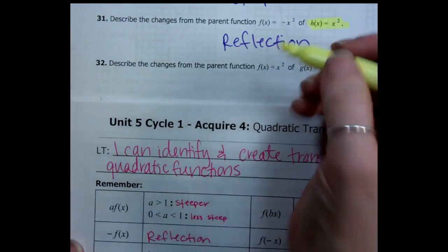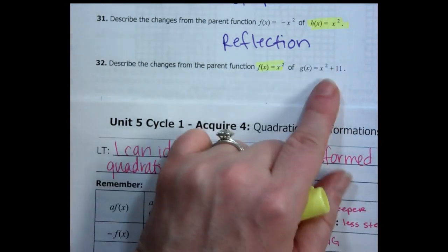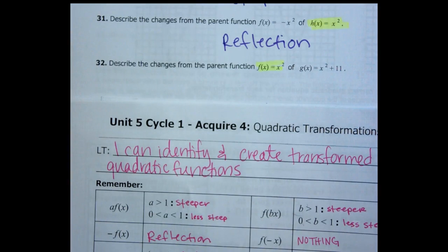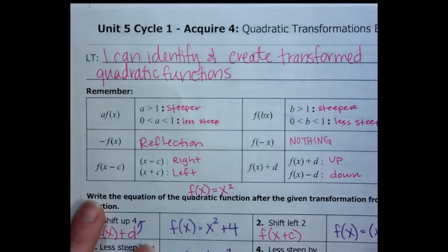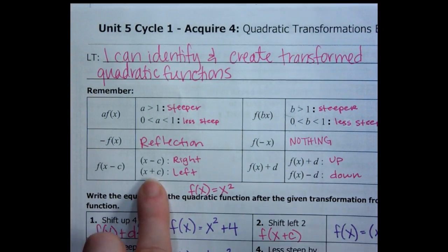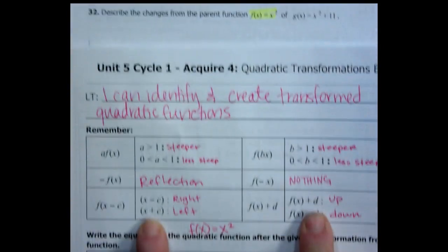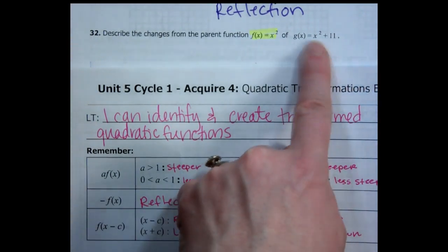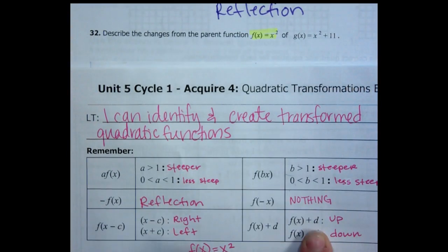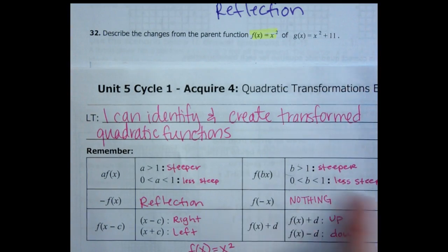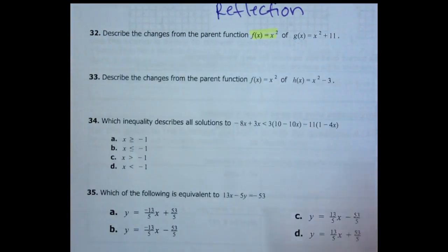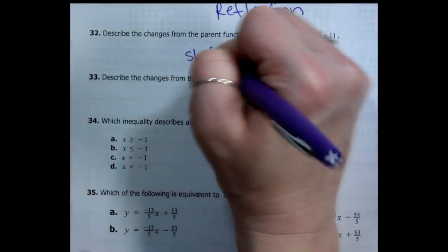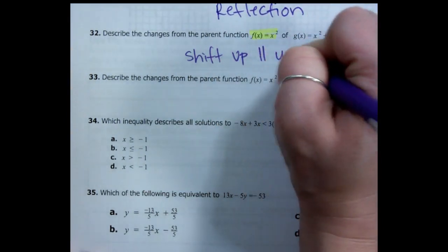Okay, 32. Describe the changes of the parent function when we have x squared plus 7. All right, this is the first one we've done out of these that was not a multiplication. It has a plus sign. So if we look at our options, I have a plus sign here, and I have a plus sign here. Our problem has no parentheses, so it cannot be this one. It must be this one over here, which is going to move it up 11 units. So shift up 11 units.